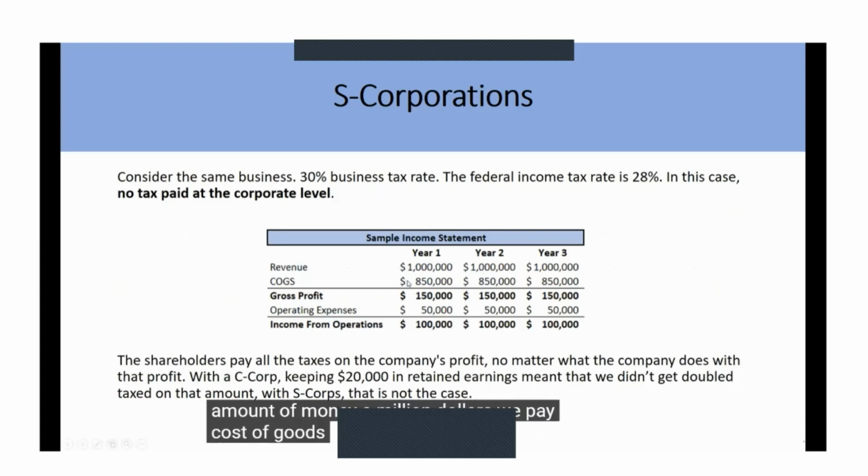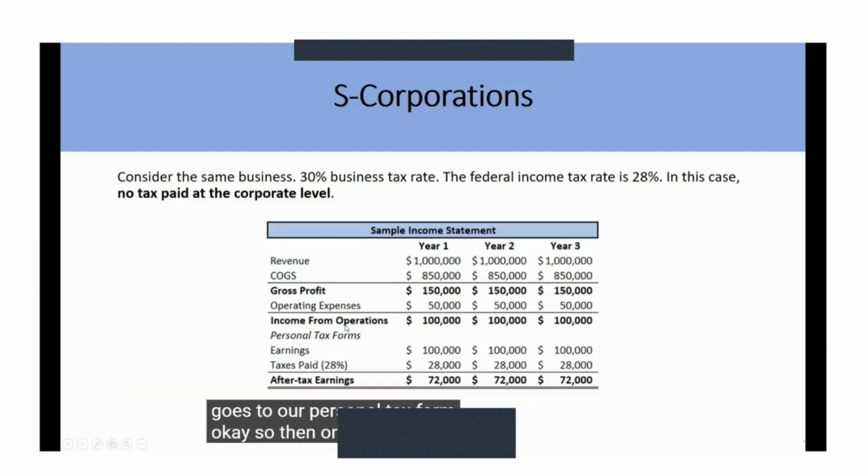We pay cost of goods sold of $850,000, gross profit is $150,000, operating expenses of $50,000 are deducted. So our income from operations, or EBIT, is $100,000. That's really also our net income because we don't pay, right? So that flows through. All of that money goes to our personal tax form. Okay, so then on our personal tax form, we have earnings of $100,000 for this year.